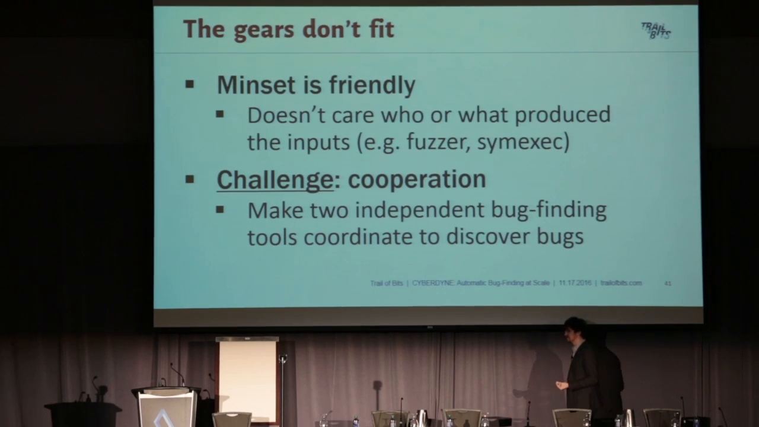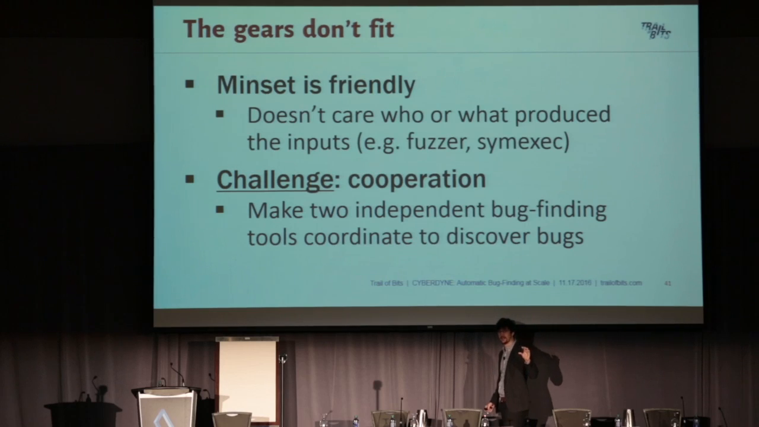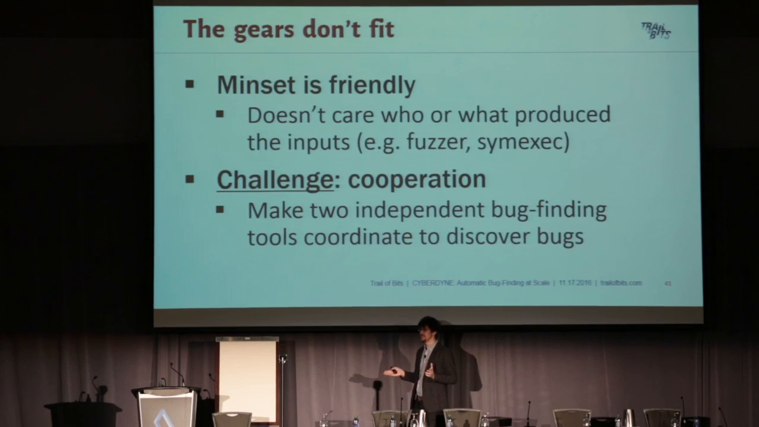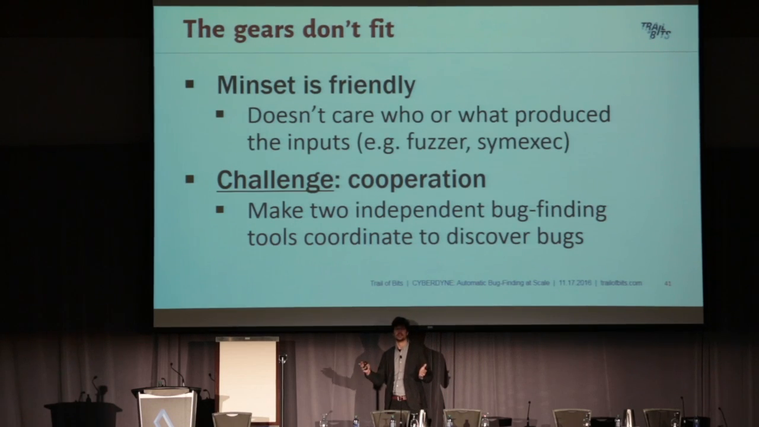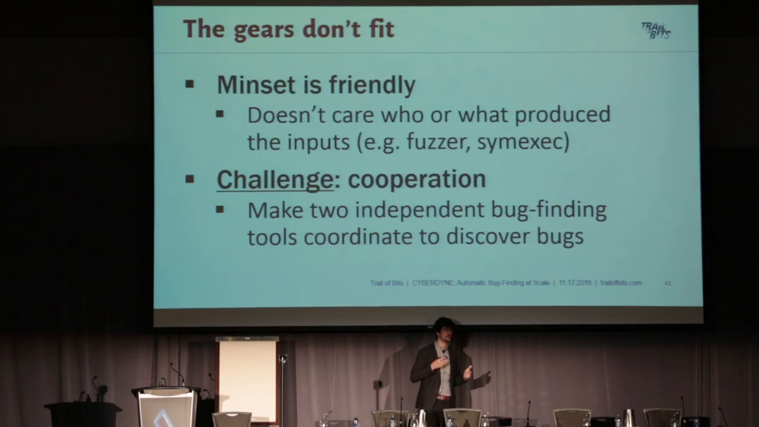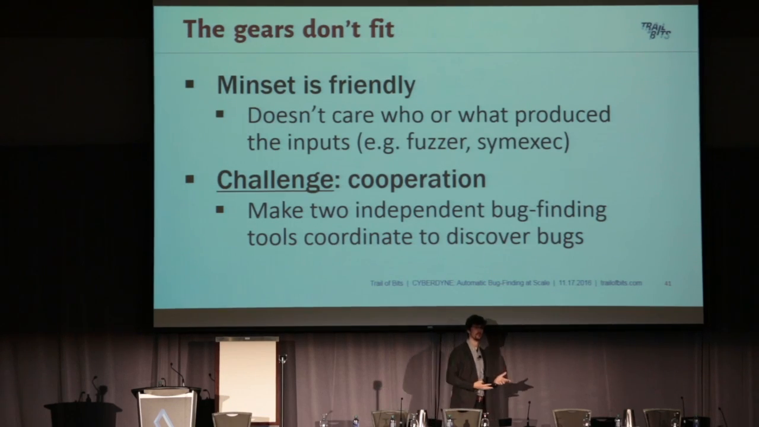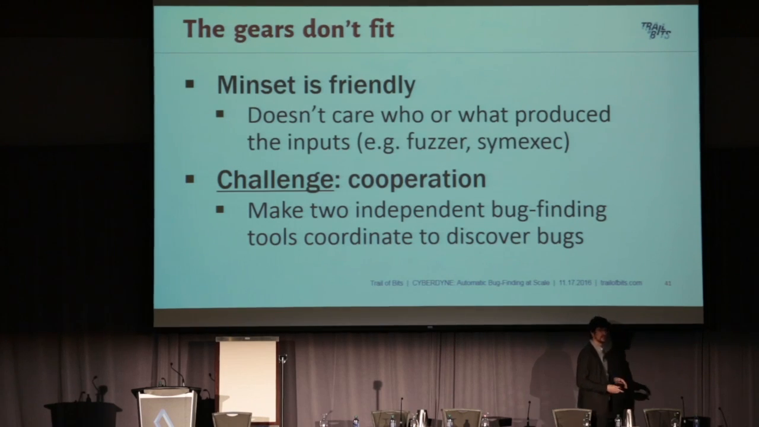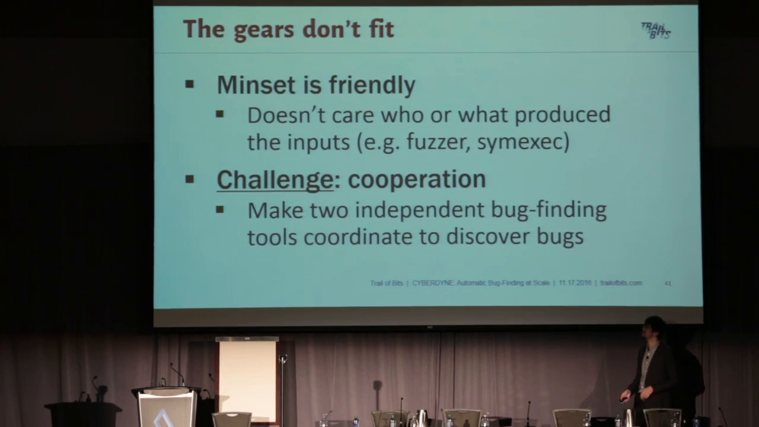And so the nice thing to see here is that we had the min set as the sort of gatekeeper of what goes around to the other bug finding systems. And it really didn't care who was sending it inputs. It could be the fuzzer sending it inputs. It could be a symbolic executor sending it inputs. It doesn't care. And so there's no sort of collaboration problems with the min set. It's not actually finding bugs, it's just filtering out inputs.